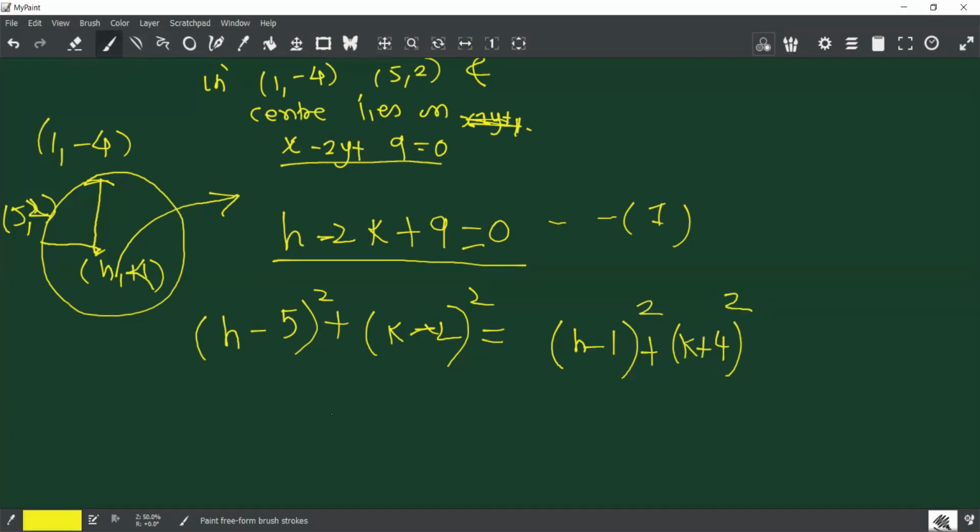ये और एक equation मिलेगा. So you have to solve them simultaneously, get the values of H and K, which will give you the center of the circle. तो सेंटर पता है, कोई भी एक पॉइंट ले लो, डिस्टेंस फॉर्मूला से अपने को रेडियस मिलेगा. So you know the center, you know the radius, you can get the equation of the circle in center radius form. वो simplify करो.